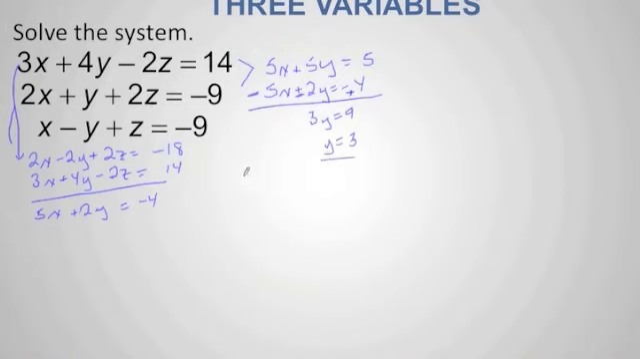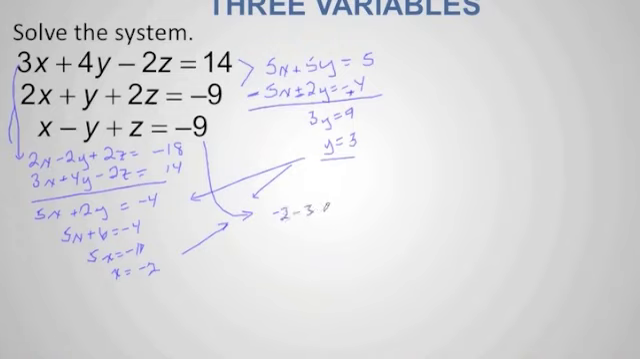From there, I can go to one of these other smaller equations. Say I go to this one, and I found out that 5x plus 6 equals negative 4, 5x equals negative 10, and x equals negative 2. Now I'm going to take both of those into this equation, both my x and my y that I already know, and have negative 2 minus 3 plus z equals negative 9. So I'll have z equals negative 4.